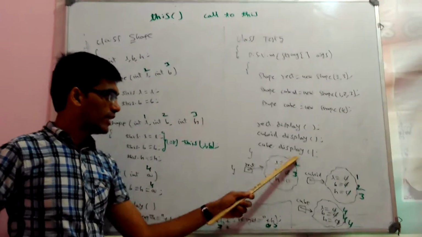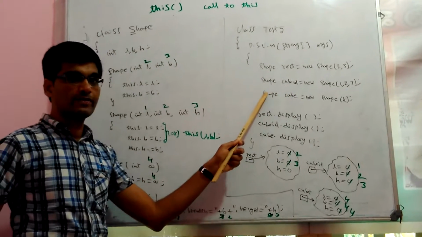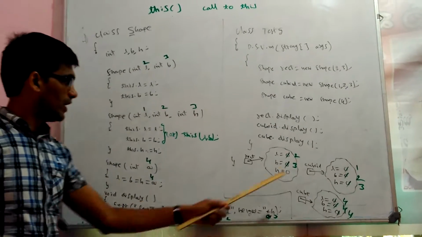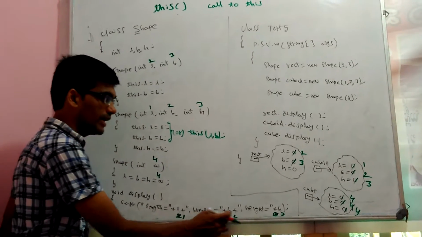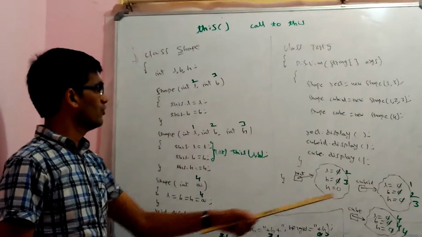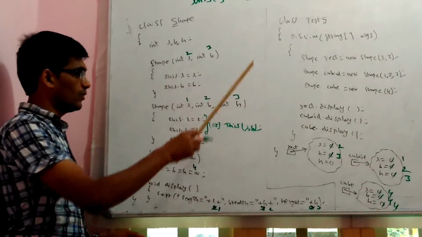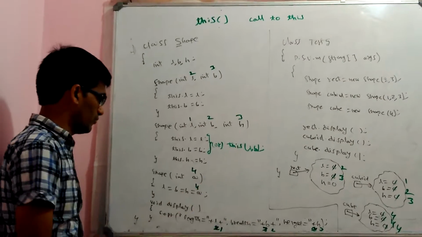In the same way, another display is for cube. Again cube is also of type shape. Again it will come here. But what are the values there? All 4 only. So length is 4, breadth is 4, and height 4 will also be displayed. Okay, this is about it, then it will execute and finish.